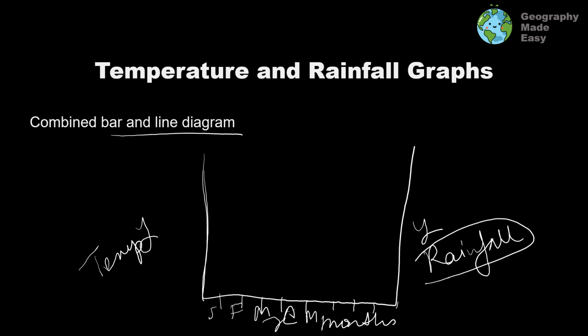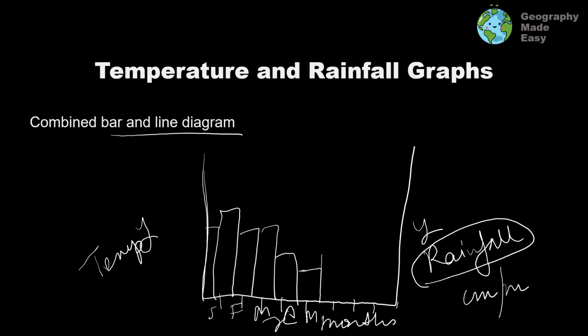We usually measure rainfall in centimeter or millimeter, and we mark them as bar diagrams. So from the data which is given, we make bar diagrams. So if a particular place receives 10 centimeter rainfall in January, we use a scale. So maybe 1 centimeter is equal to 10 millimeter or centimeter of rainfall.